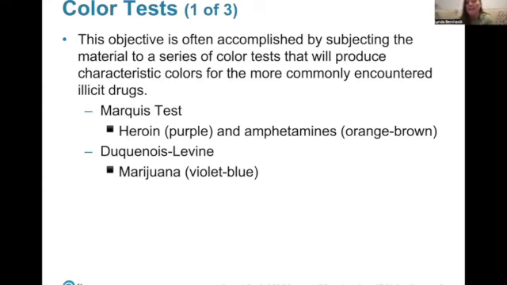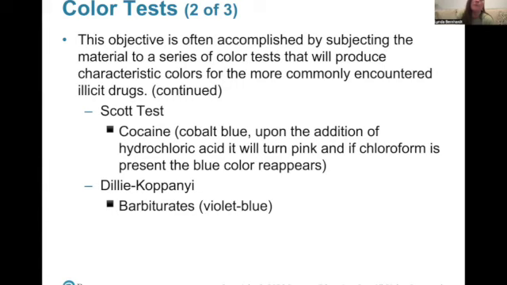So we have the Marquis test. And if it is heroin, it will be purple. If it's other amphetamines, it will be orange brown. Then we have, do not ask me to say this test name. I was about to try. But you test this, if it's marijuana, it's going to show up violet blue. So you know it's not catnip or oregano.